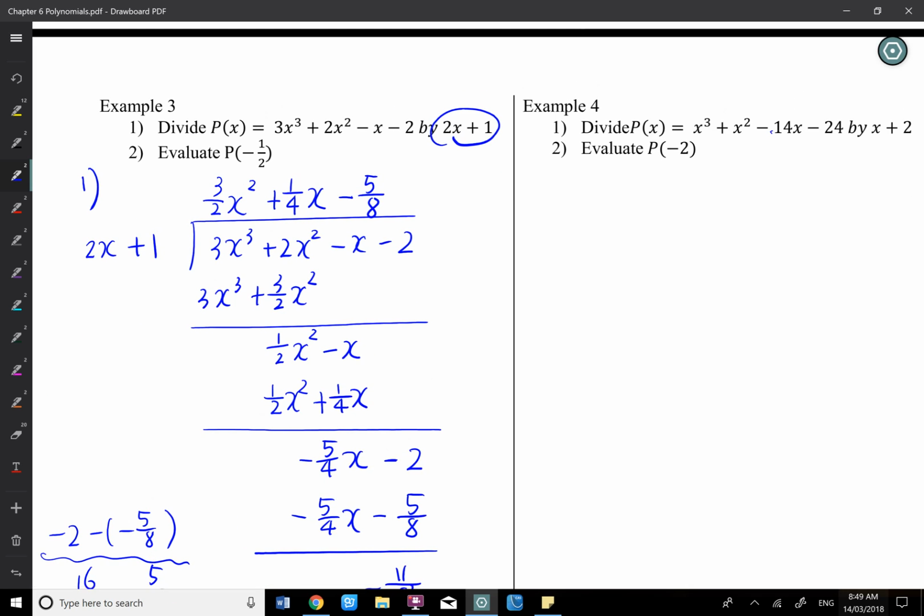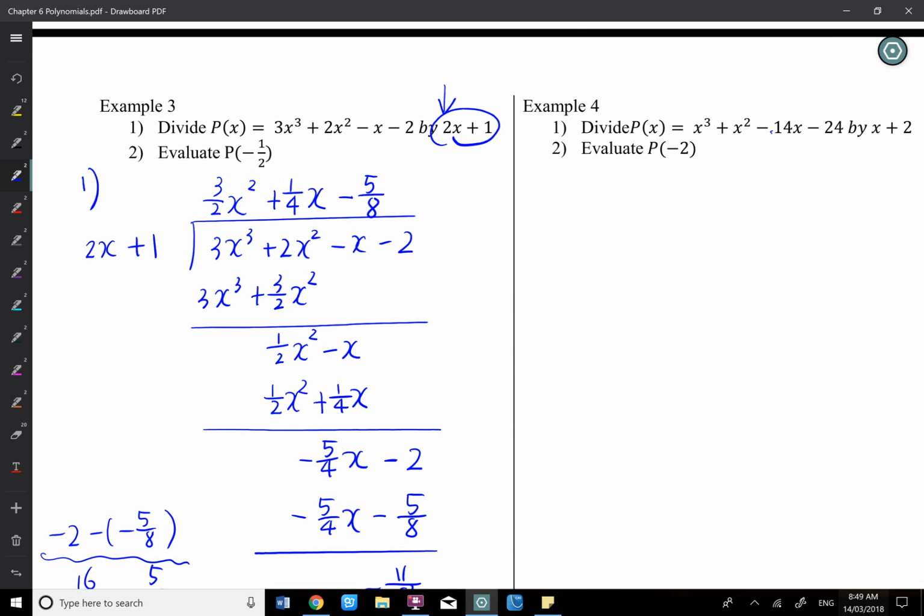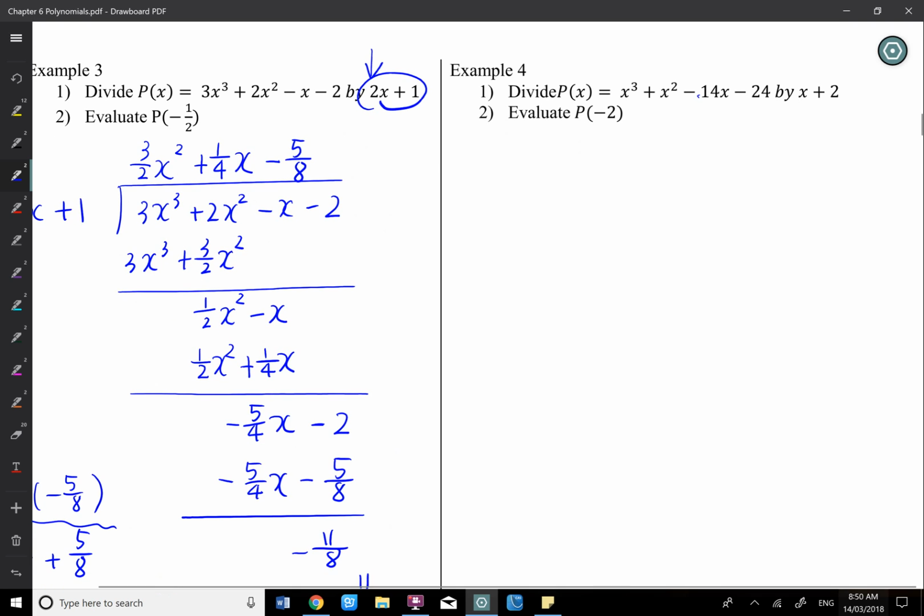Okay, now I'm trying to divide by a linear. But this linear has a problem. I got a coefficient which is not 1 here. That's the problem. So I still can't use my synthetic method here. But I'm showing you this one by using the other method. So let's still quickly do the long division, and I'm going to show you another method, and compare those two.